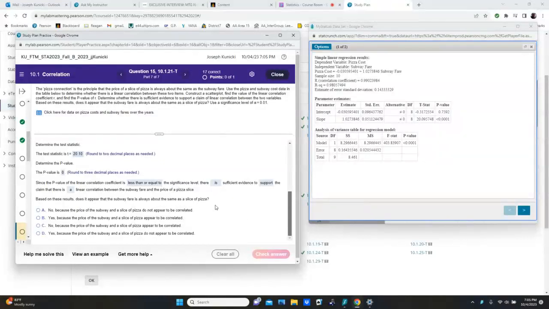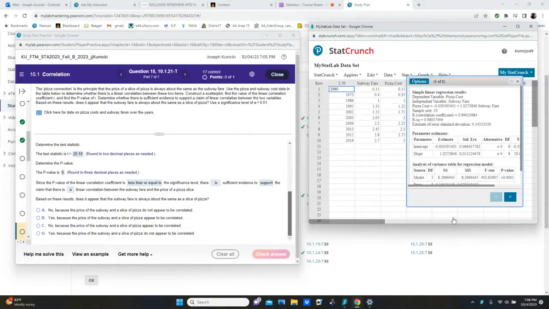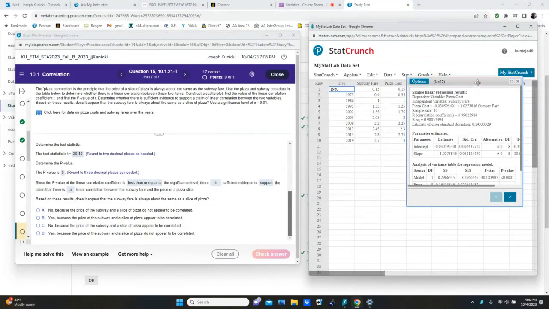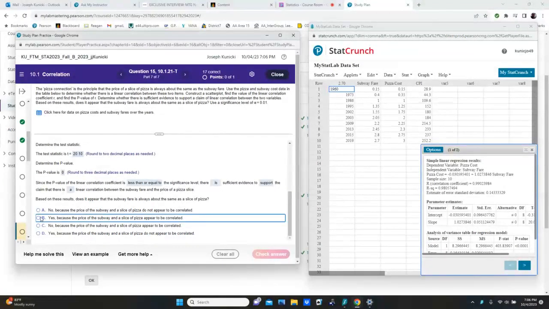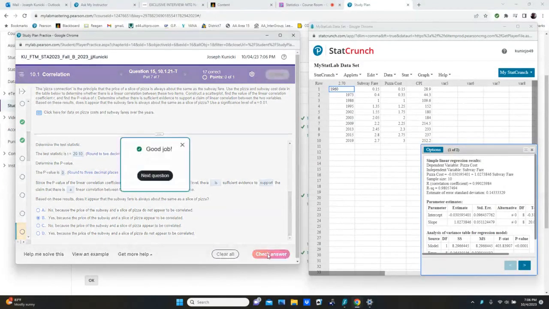Okay, based on these results, does it appear that the subway fare is always about the same as a slice of pizza? I have to look at the raw data to answer that. Let's see what the raw data says. I didn't really look at the raw data. Subway fare, pizza. Yeah, they're about the same. Look at that. They go up pretty much very similar. So yes, because they appear to be heavily correlated.